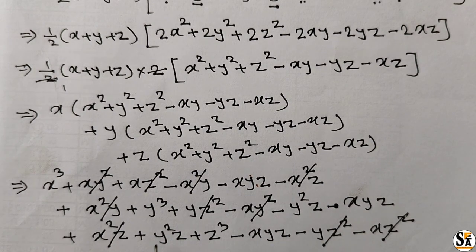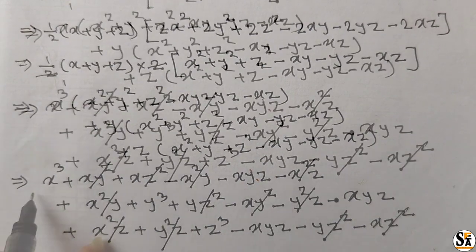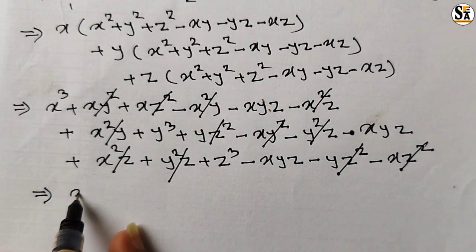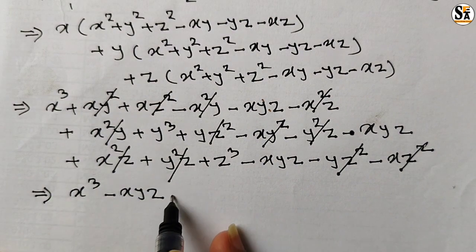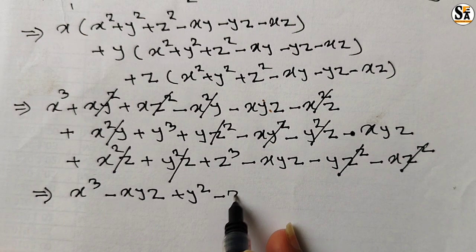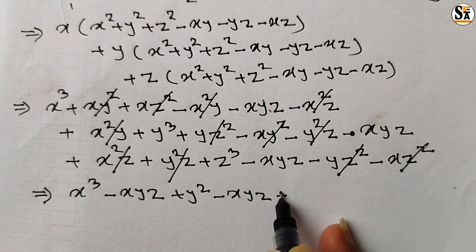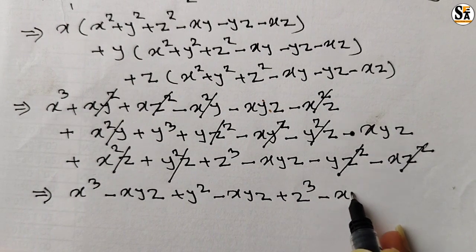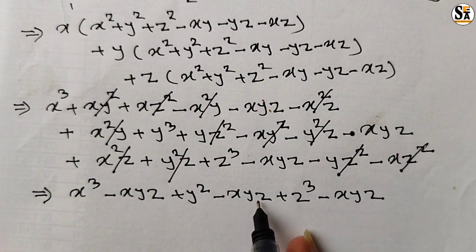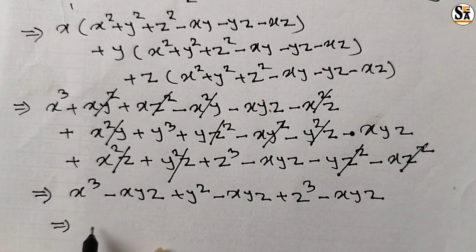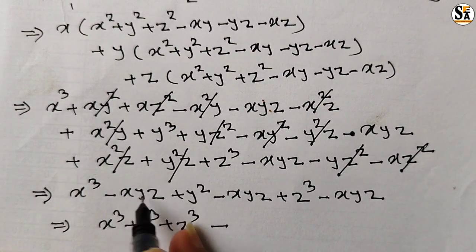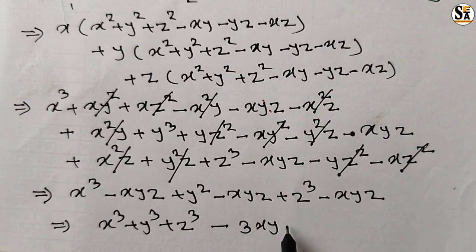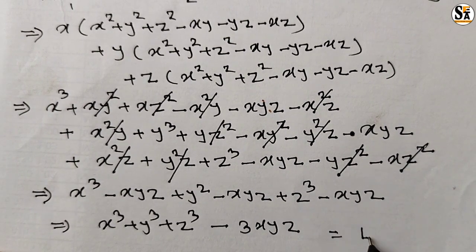Here is yz, and this plus yz and this minus yz will get cancelled. So now write the remaining terms. Here is x cube, then minus xyz, then here y cube, then here minus xyz, then here is z cube, and again minus xyz. So these minus xyz, minus xyz, minus xyz will become x cube plus y cube plus z cube minus 3xyz, which is equal to the left hand side.